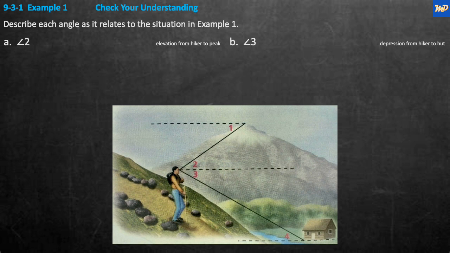And in B, it's angle 3. Angle 3 is an angle of depression, and it's looking from his line of sight horizontally down to the hut. So angle 3 is an angle of depression from the hiker to the hut.